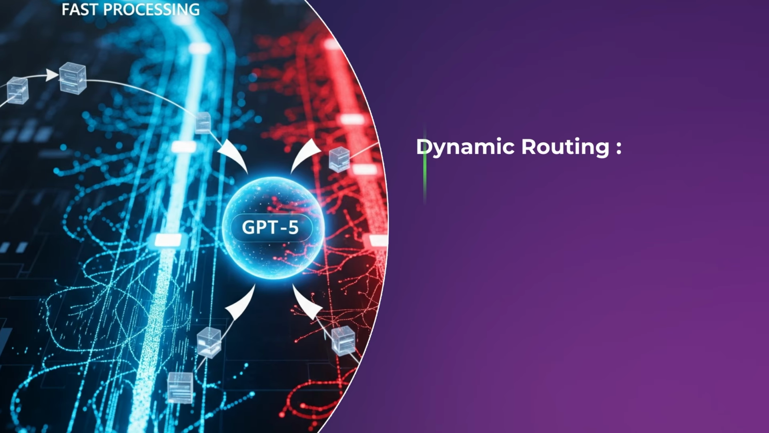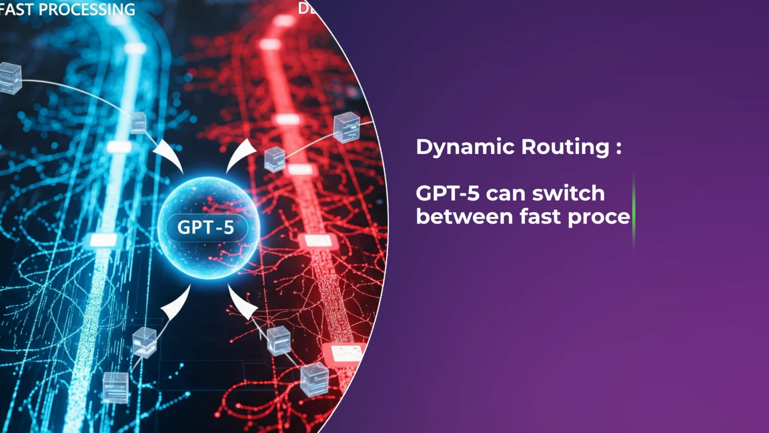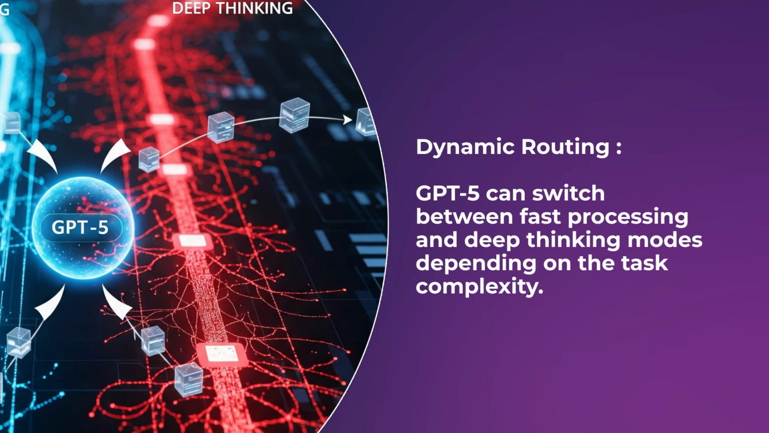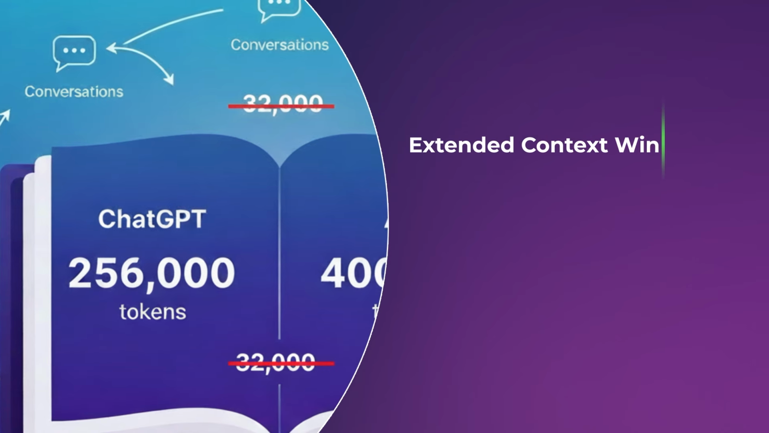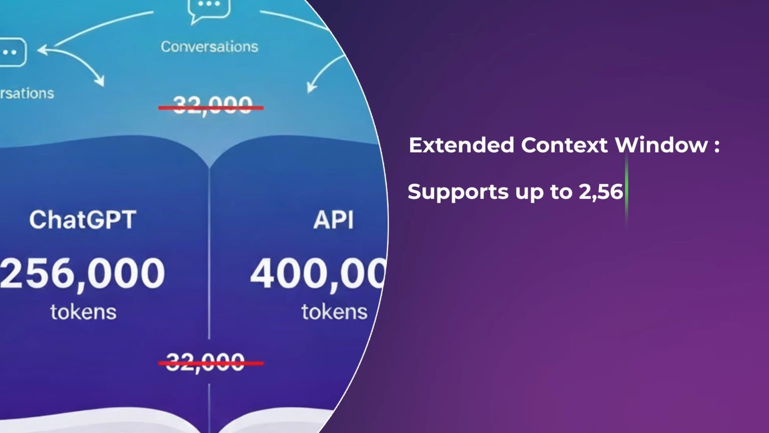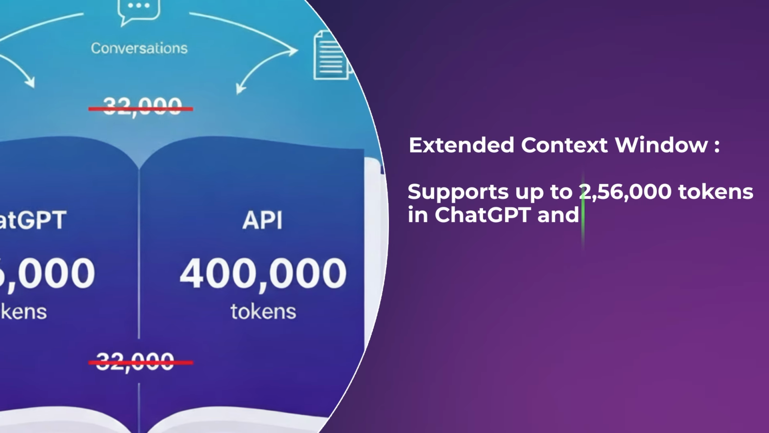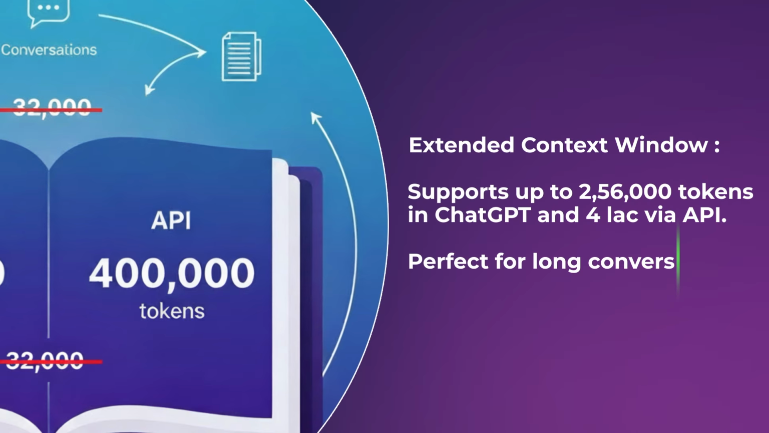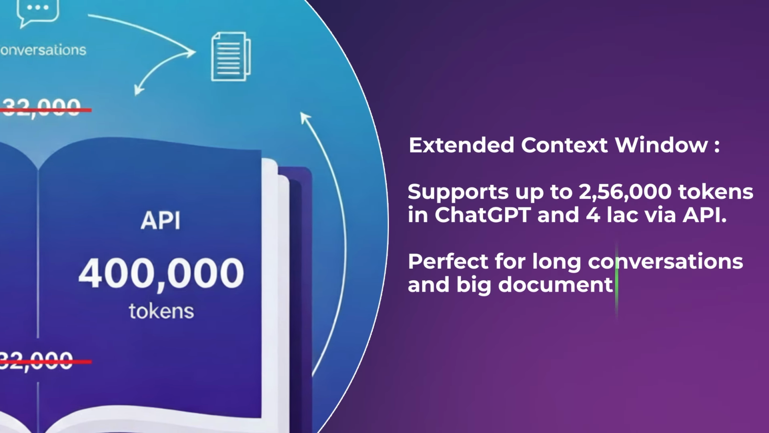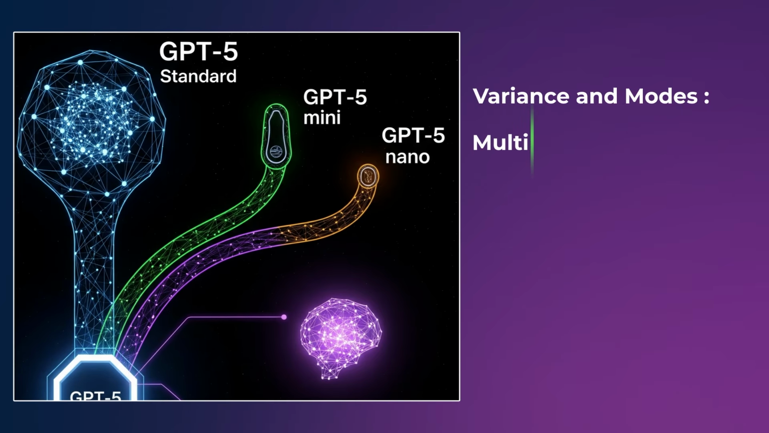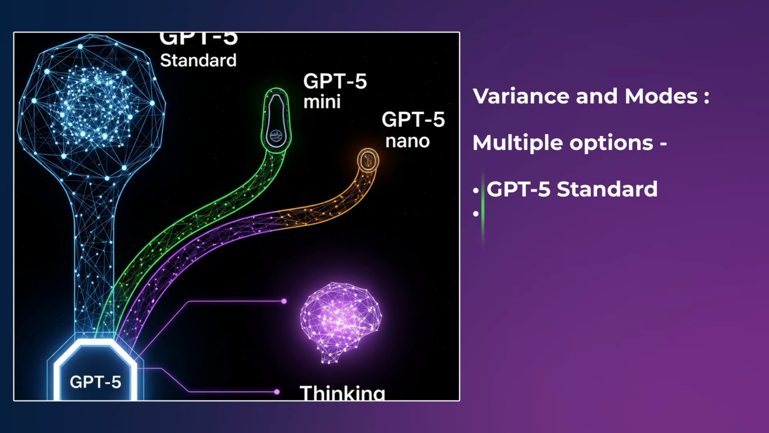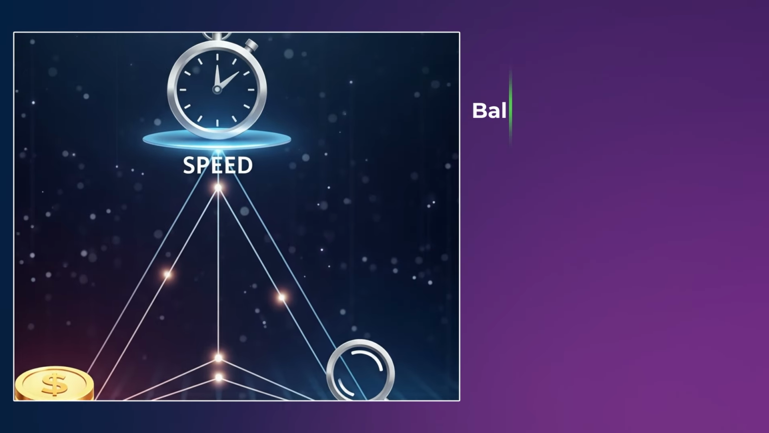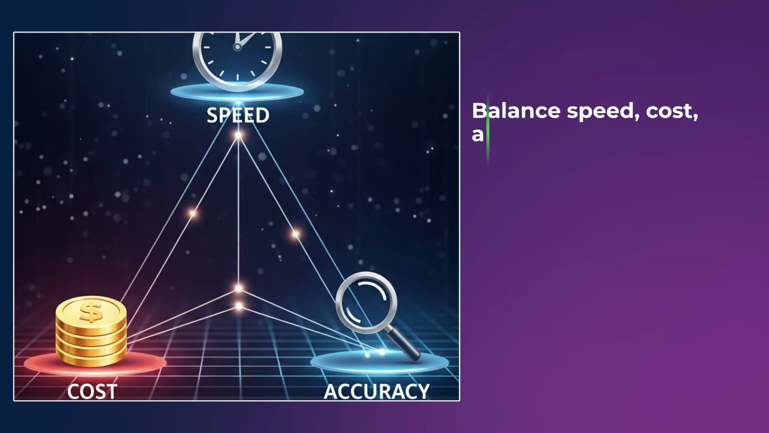We have dynamic routing, where GPT-5 can switch between fast processing and deep thinking modes depending on the task complexity. We have extended context window. It supports up to 256,000 tokens in ChatGPT and 4 lakh via API. It is perfect for long conversations and big documents. We have variants and modes. We have multiple options. We have GPT-5 Standard, GPT-5 Mini, GPT-5 Nano and Thinking. So you can balance speed, cost and accuracy.